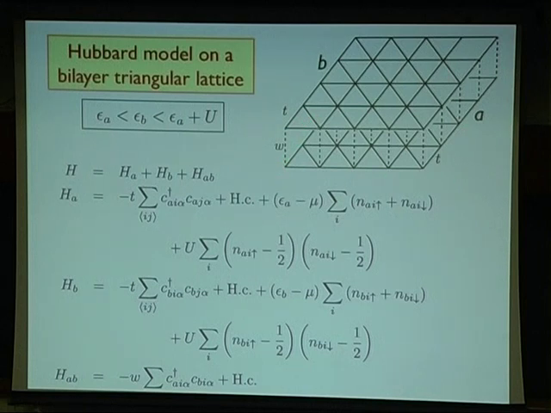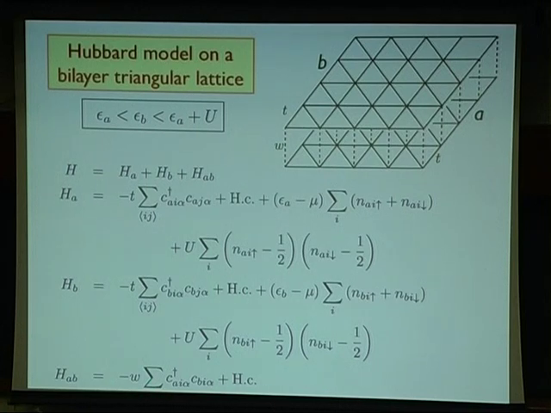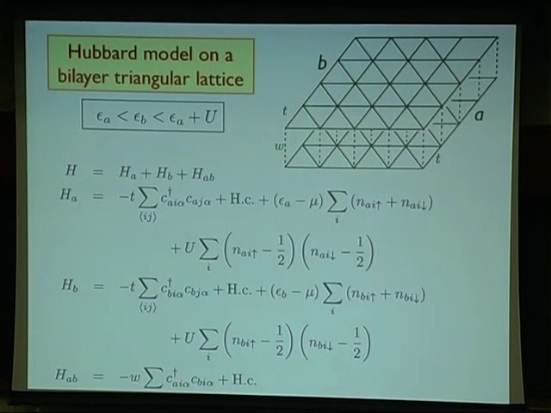Then the next atom can either go onto the lower layer. That will cost energy epsilon A plus U, because it will be repelled by the other atom that's already there. But that's too much, so it'll go to the top layer. Okay, and finally, there's this tunneling between the layers, W, which allows atoms to move back and forth. All right, so this is the model I want to study.